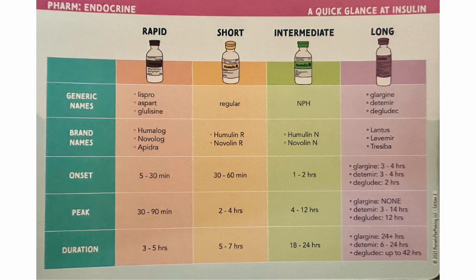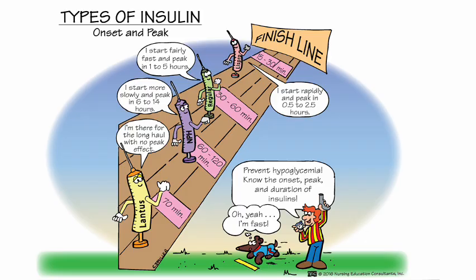This is a good slide to show you the differences between rapid, short, intermediate, and long. I don't expect you to know the exact onset, peak, and duration, but you do need to know that Lispro and glulisine are very rapid acting. You need to know that regular insulin is short acting, NPH is intermediate acting, and glargine insulin is long acting. This is a nice Picmonic if you're a visual learner to show you that the different types take different amounts of time to onset, peak, and have different durations.